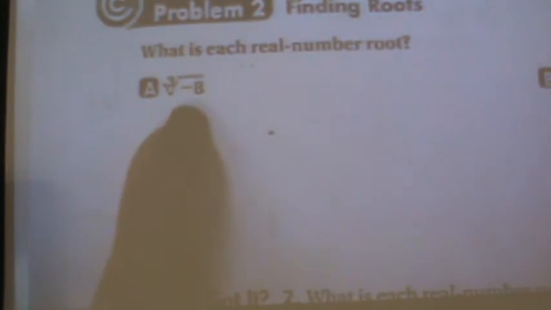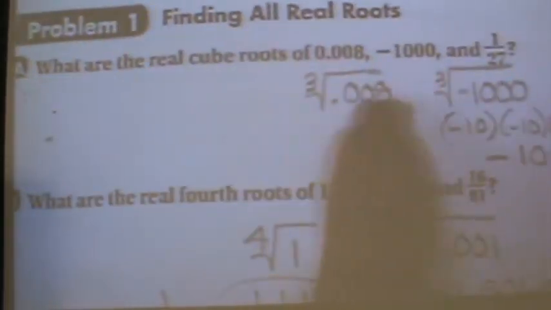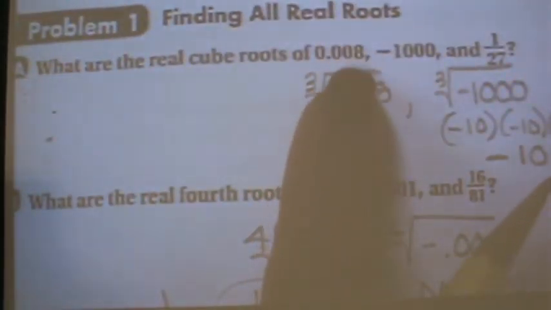Now, the only thing different about problem 2 and problem 1 is I think problem 2 is easier because they set it up for you. Problem 1 is written in a sentence, real cube root, and look what I did. I wrote it out: cube root, cube root, cube root. They are writing it out. So can you answer these now?